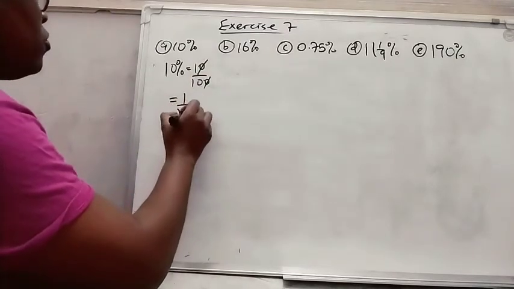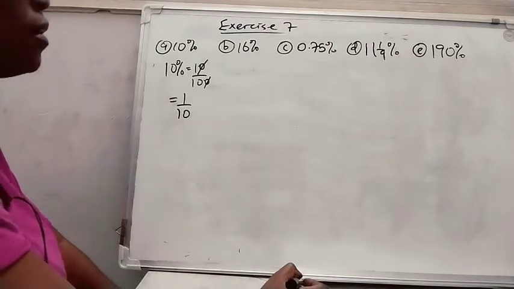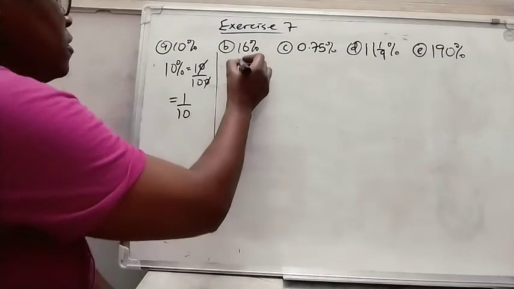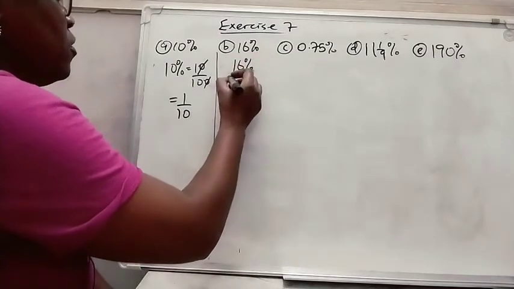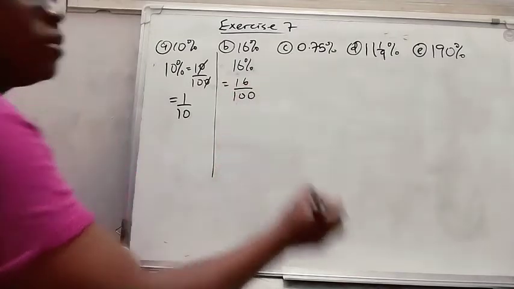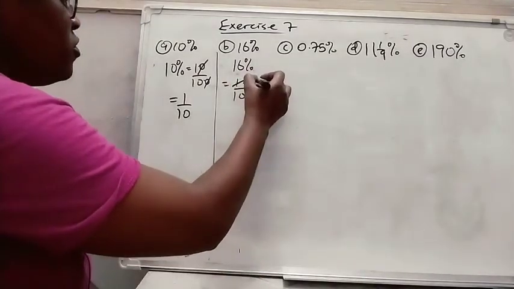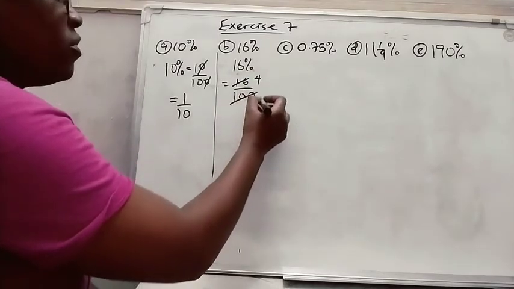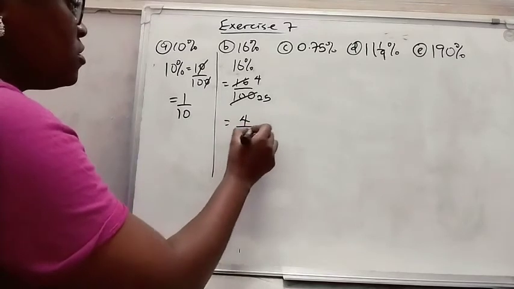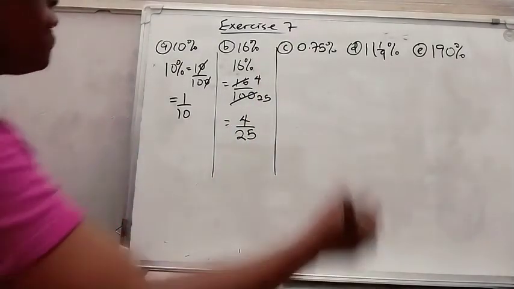The lowest term is 1 over 10. Okay? Now the next question is 16%. We know 16% is 16 over 100. The lowest term, we know that 4 goes into 16 4 times, 4 goes into 100 25 times. So our lowest term fraction is 4 over 25.